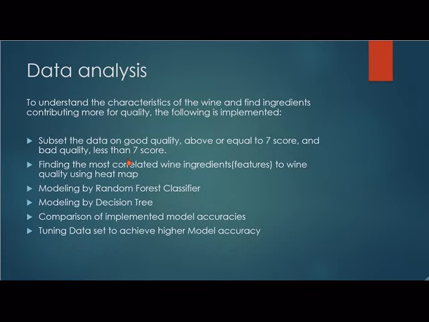And then we model the training data by a random forest classifier, and we model it also with decision tree. Then we do a comparison between these two machine learning algorithms, compare the accuracy, and we prove why random forest classifier is better for this project and has better accuracy. Then we tune the dataset to achieve higher model accuracy.